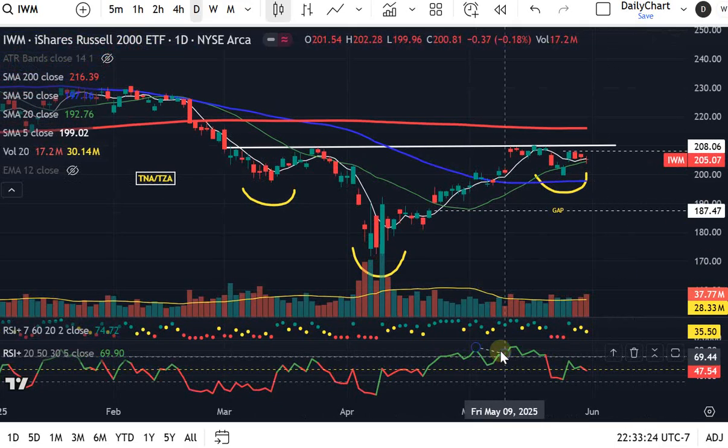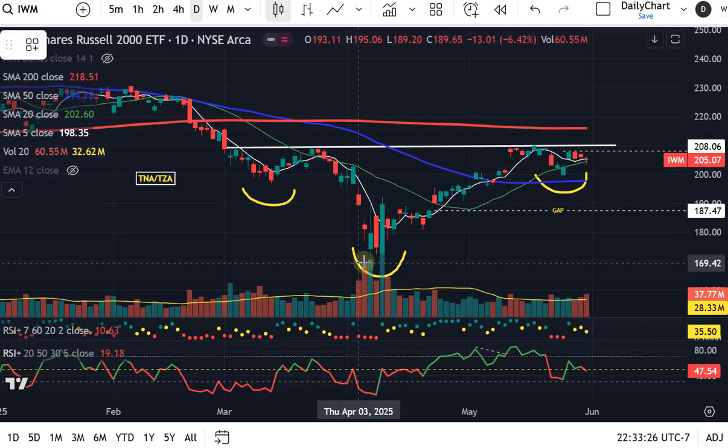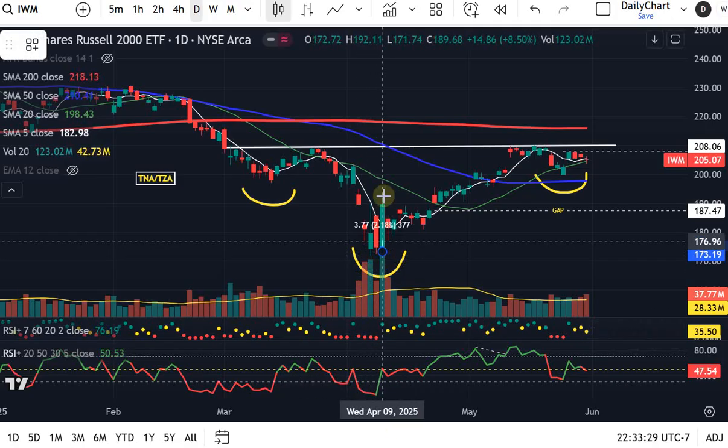What kind of move up are we looking at? Well, let's take a measure here. I haven't done that yet, so let's say right there. Here's our neckline.